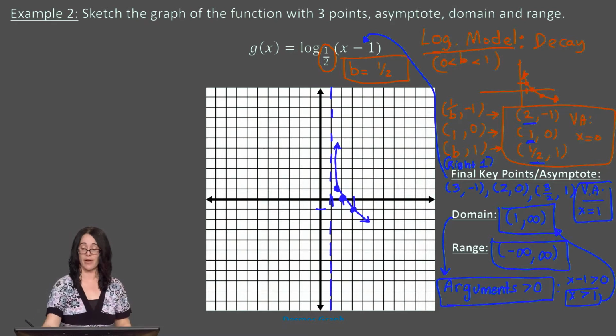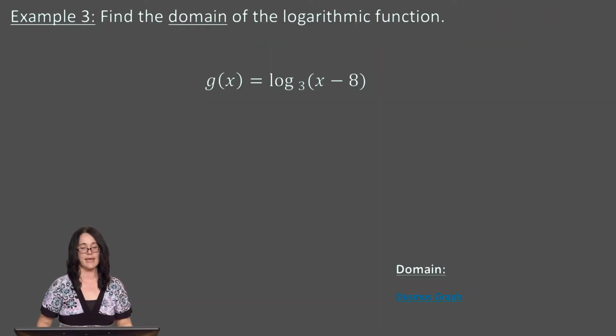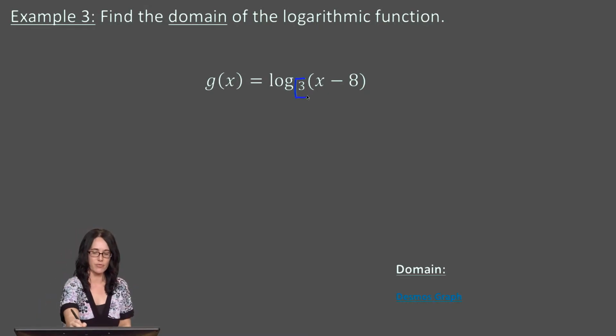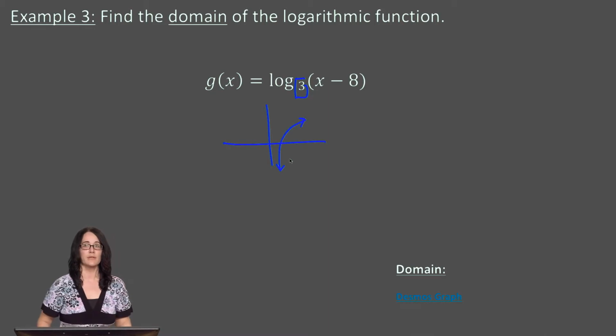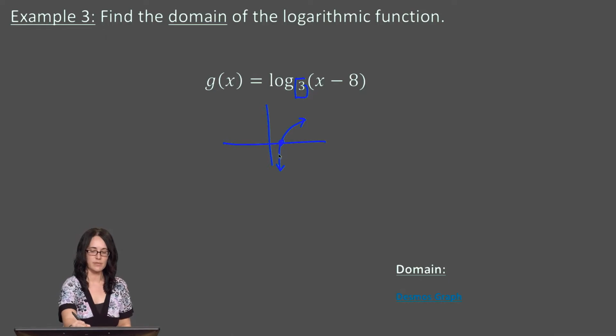You might want to even try it on your own. Here we go. In example 3, it says, find the domain of the logarithmic function g of x equals log base 3 of x minus 8. Well, you could do a graph of this. This is logarithmic growth. So this graph would look something like this if it's logarithmically growing, with 3 easy points. We could find those if we were interested in them, and a vertical asymptote.